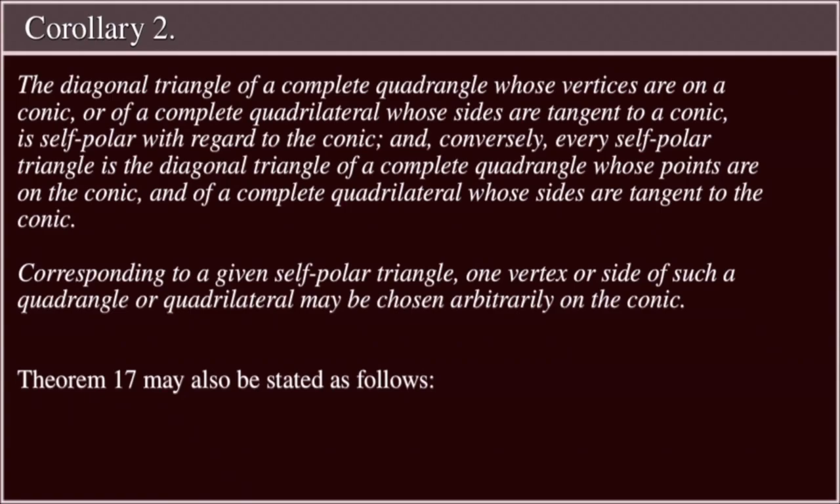Corollary 2. The diagonal triangle of a complete quadrangle whose vertices are on a conic, or of a complete quadrilateral whose sides are tangent to a conic, is self-polar with regard to the conic. And conversely, every self-polar triangle is the diagonal triangle of a complete quadrangle whose points are on the conic, and of a complete quadrilateral whose sides are tangent to the conic. Corresponding to a given self-polar triangle, one vertex or side of such a quadrangle or quadrilateral may be chosen arbitrarily on the conic. Theorem 17 may also be stated as follows.